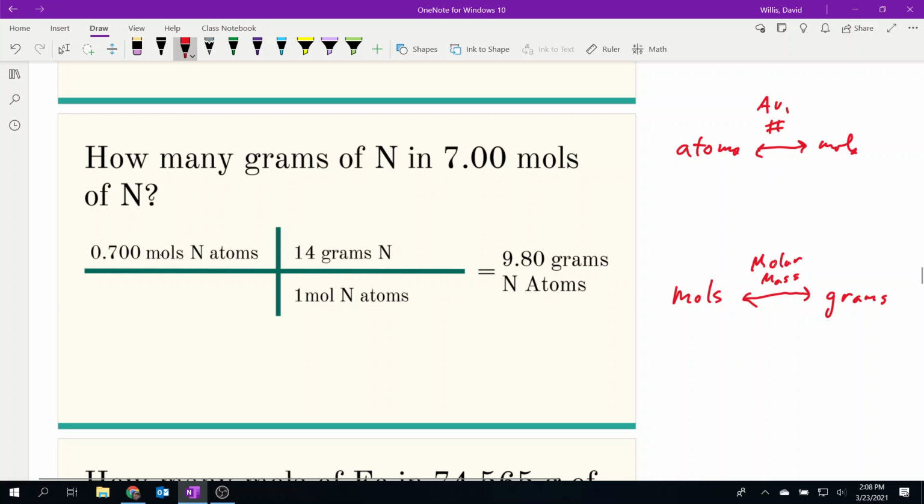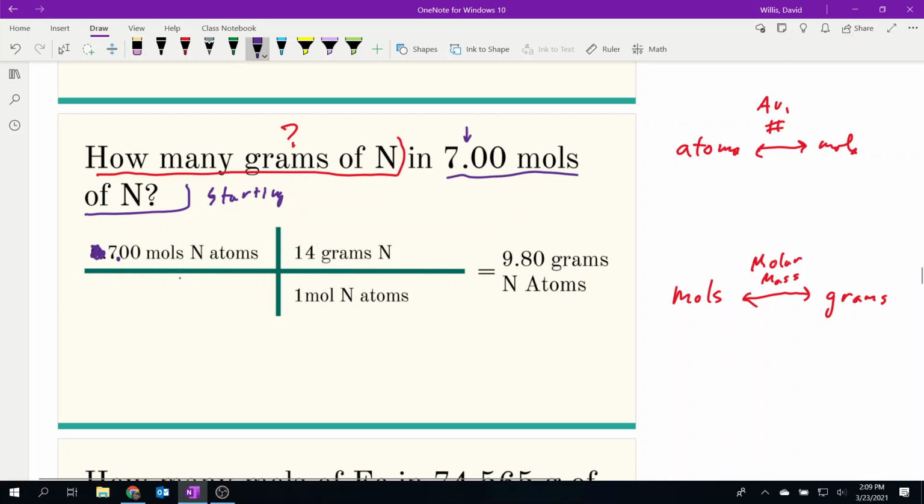So in this case, the question is how many grams of nitrogen? So there's our question. 7.0 moles of nitrogen is your starting point. Notice that there's a little typo here in the PowerPoint, so I'm going to change this to be 7.00 moles, like it says in the question. So I start with 7 moles of nitrogen.